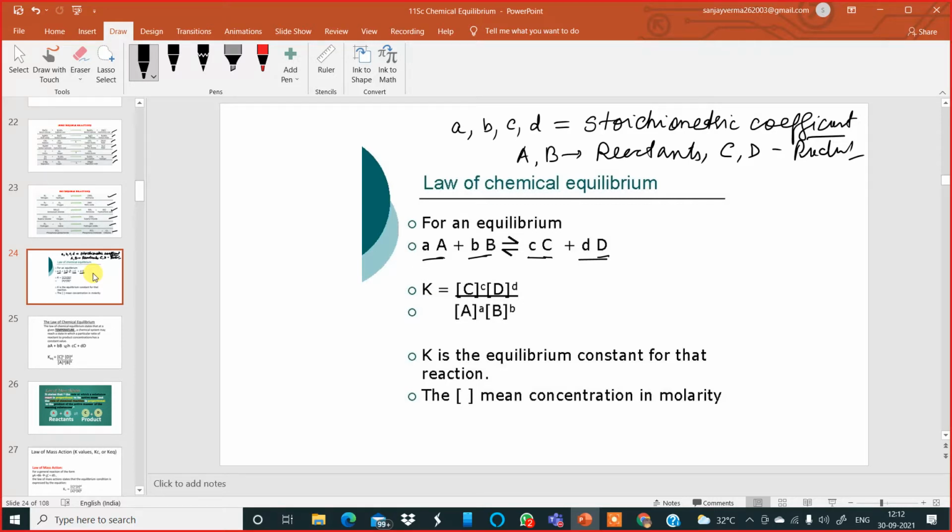Now, according to the law of chemical equilibrium, the equilibrium constant, that's K which you see over here, is called the equilibrium constant for that reaction. The symbol in square brackets means the concentration of that reactant or product in molarity. So the equilibrium constant is equal to the product of the concentrations of the products divided by the product of the concentrations of the reactants.